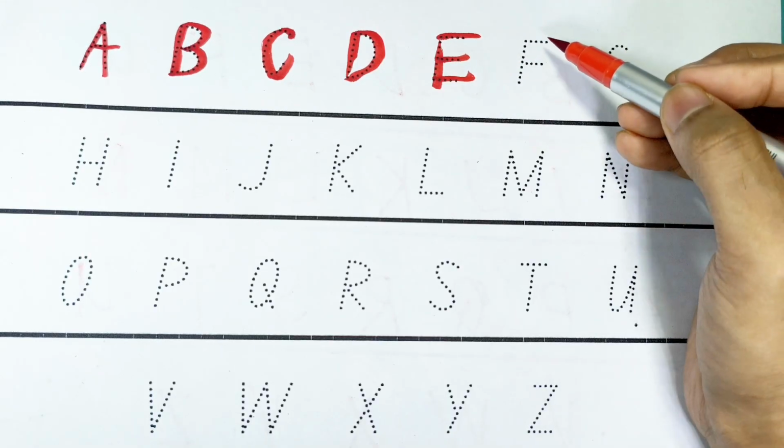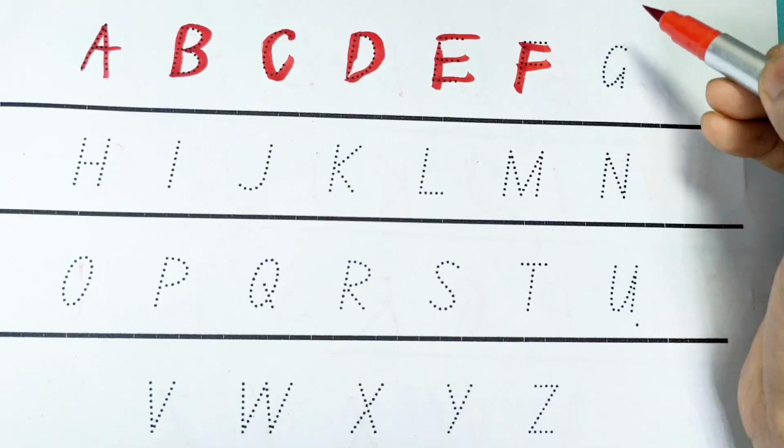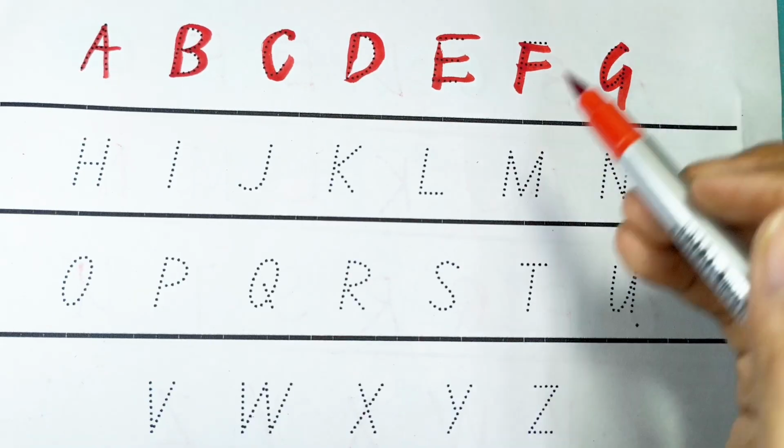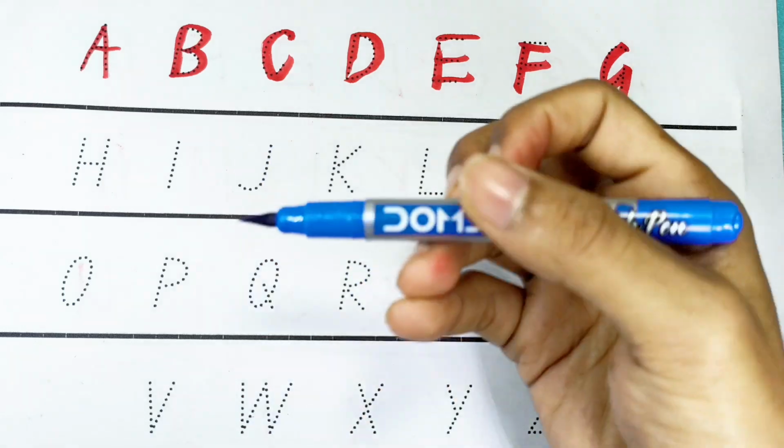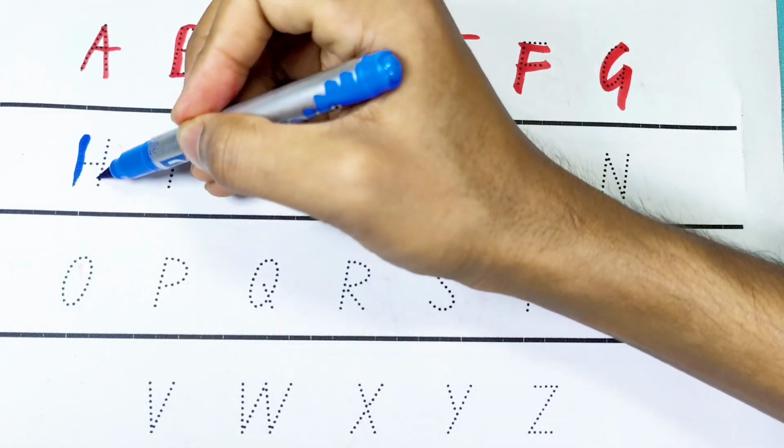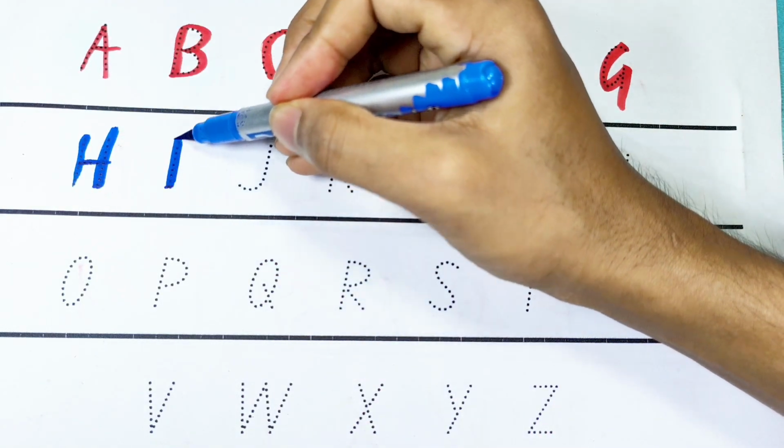The next one is E for egg. F for fish. F for fan. Stay with us. G for God. The next one is H. Now we're using the color of blue and writing the alphabet of H. H for hand. The next one is I.